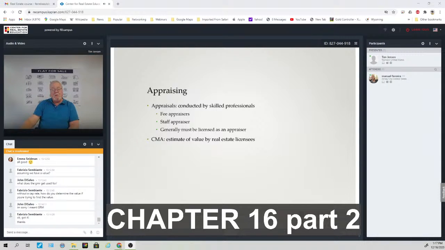The CMA I was talking about before is the estimate of value that a real estate licensee gives. We can never call it an appraisal because it's not an appraisal. I'm not charging a fee. I'm voluntarily giving you a market analysis based on what I perceive your property's value to be, using the same approach as an appraiser, but again, it's not an appraisal.